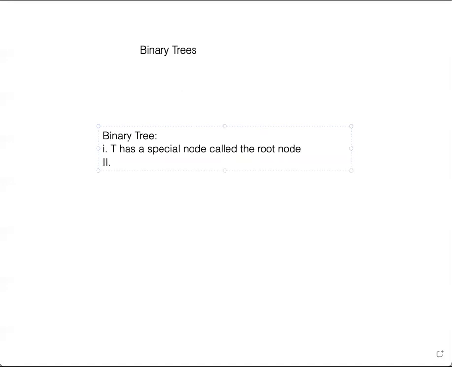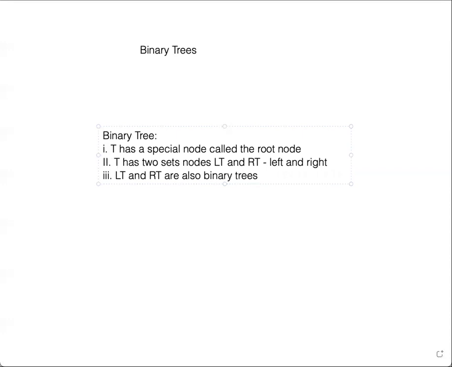Two, T has two sets of nodes. We call these LT and RT, which are the left and right subtree. And three, LT and RT are also binary trees. That's the formal definition.